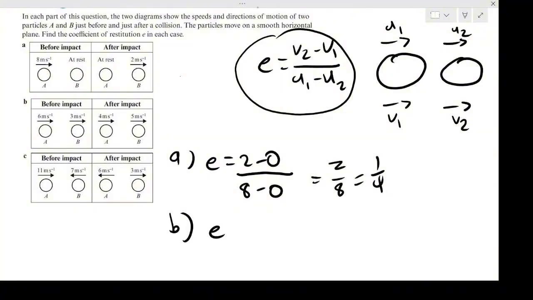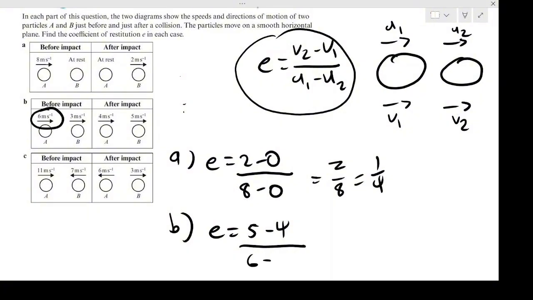Part B, okay. So now for part B here. If we look firstly afterwards, this is going to be V2, the speed of the second ball. That speed is 5. And then the speed of the first one afterwards, so V1 is going to be 4 here. And then we're going to divide by these speeds before. So the speed of A before, this is U1.